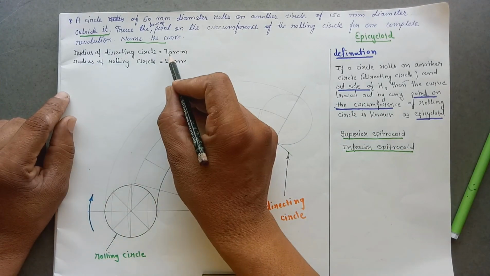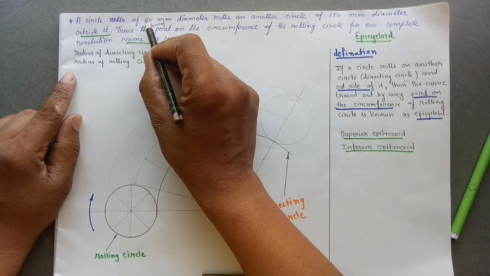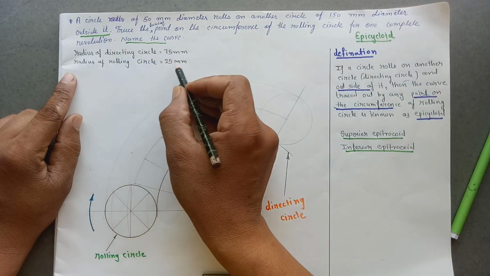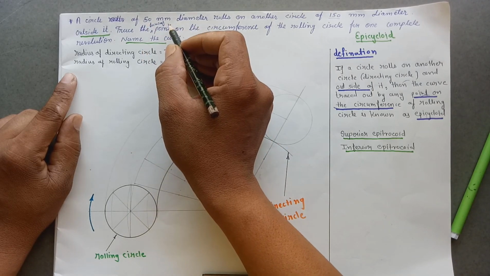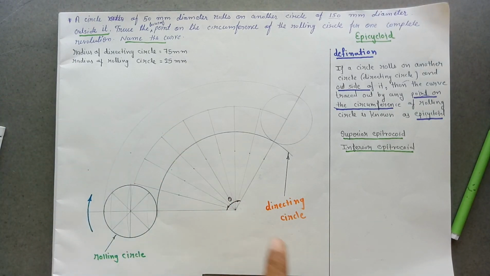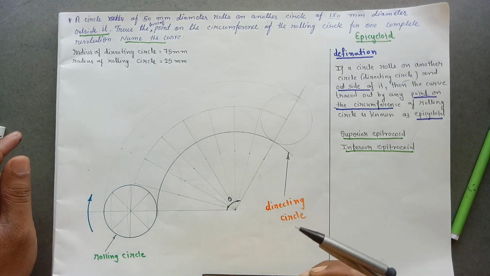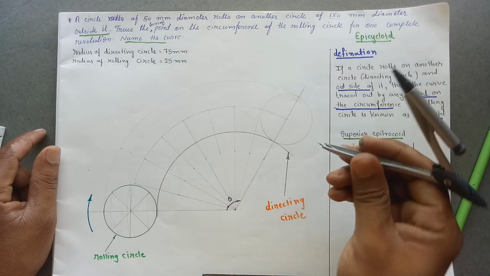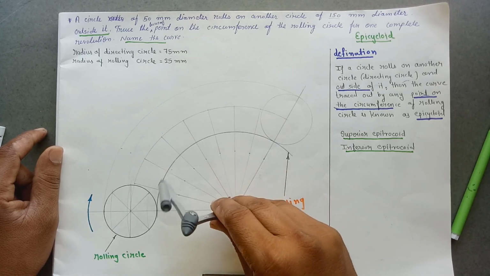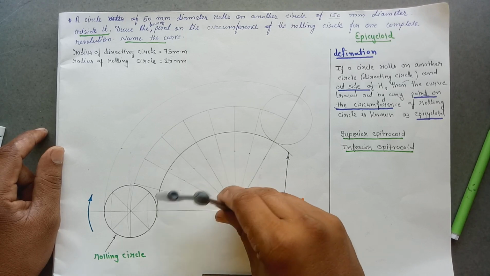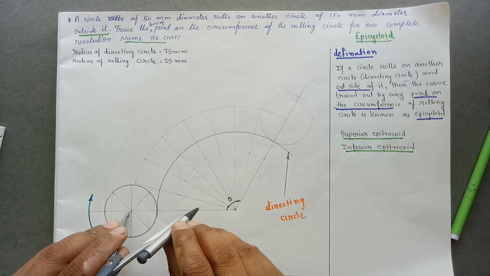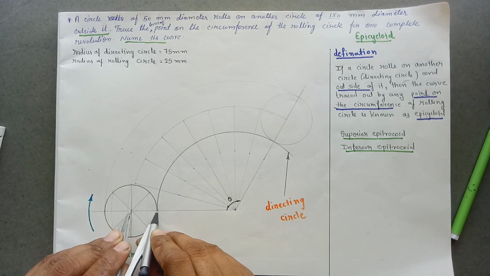So here the radius of the directing circle is 75 mm because the diameter is 150 mm, and the radius of the rolling circle is 25 mm because the diameter is 50 mm. So first of all, draw the directing circle having radius equal to 75 mm. Measure 75 mm length on the roundel and draw the directing circle. Then draw the rolling circle having radius equal to 25 mm like this.